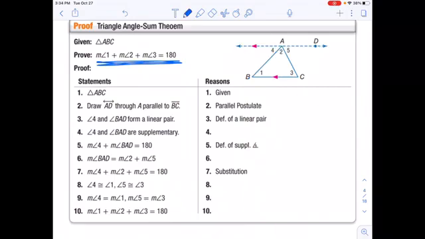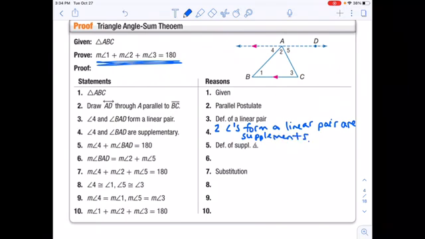So this next reason for 4 is kind of a longer reason: 2 angles that form a linear pair are supplements. Most of the time reasons are not full sentences, but that's okay. That's what this reason is. And once we know that they are supplements, we know that supplements add and equal 180. So by the definition of supplementary angles, measure of angle 4 plus the measure of angle BAD equals 180 degrees.